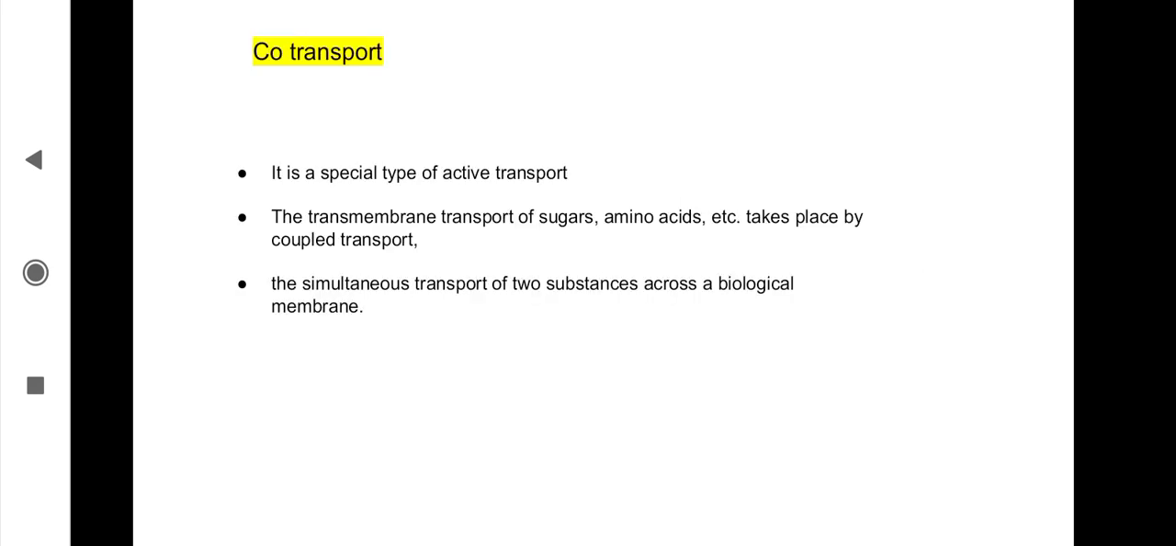Next, we discuss the co-transporter or coupled transporter. The coupled transporter or co-transporter is a special type of active transporter, which accomplishes import of different substances by a common or combined mechanism. The transmembrane transport of sugar, amino acid, etc. takes place by a coupled transporter.